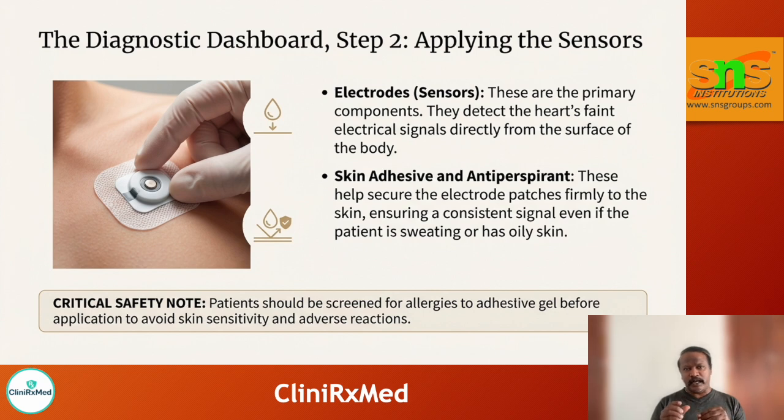Next, we apply the electrodes. These sensors detect the heart's faint electrical signals. We use specialized adhesives to keep them firm, even if a patient is sweating. Note, always screen patients for adhesive allergies before application to avoid skin reactions.